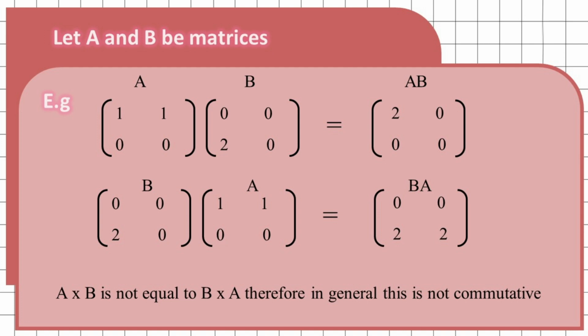So here is an example of why the commutative property does not hold in the product of matrices. For example, let A and B be matrices. If you multiply matrix A and B, the result is 2, 0, 0, 0. Now, if you multiply matrix B and A, the result is there. As you can see, the product of matrices A and B is not equal to the product of matrices B and A. Therefore, in general, this is not commutative.